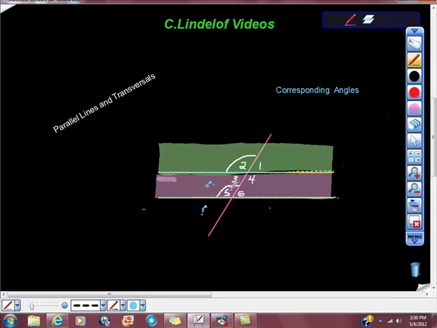So hopefully you can see that angle 2 and angle 5 are corresponding, right? If we lifted this blue line up, the 5 would be right on top of the 2, wouldn't it? So they're congruent angles. They're the same angle. So they're congruent. I hope this is really helpful to you guys.